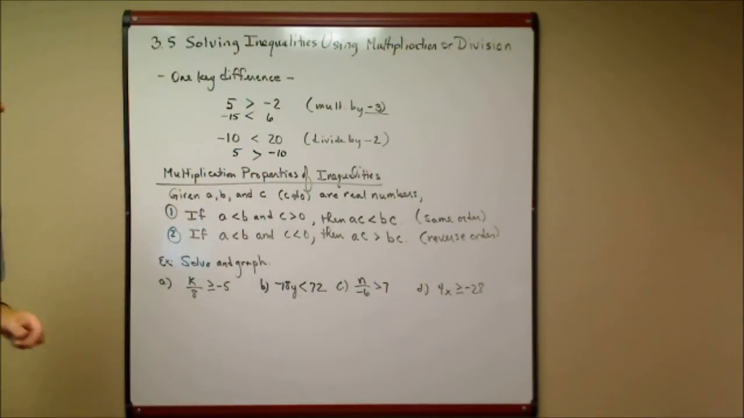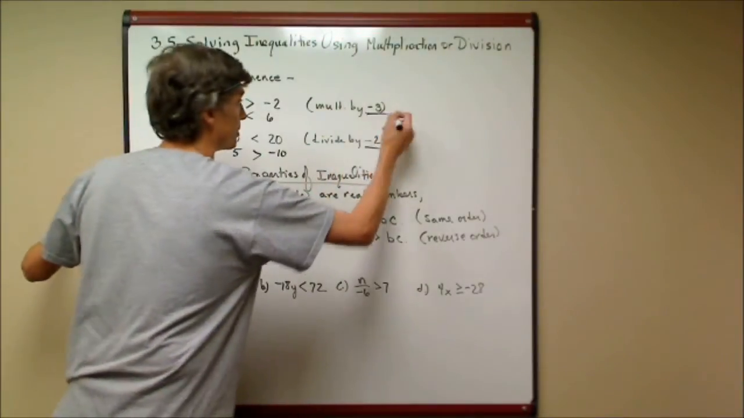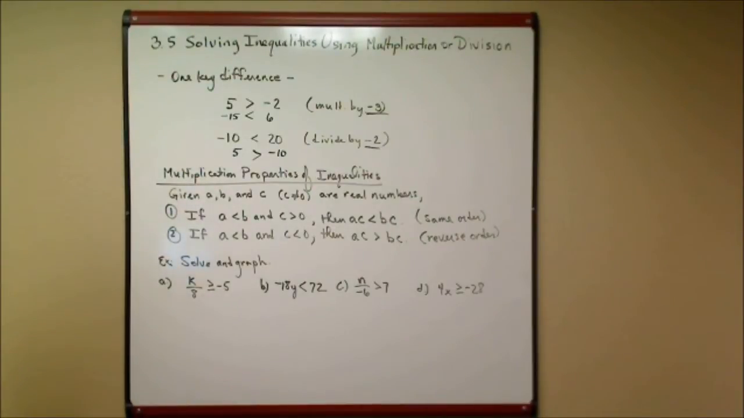Now, does that mean that anytime you multiply or divide, you have to reverse the order? You have to flip the sign around? No. It means only if you multiply both sides of an inequality or divide both sides of an inequality by a negative number. Notice that they are negative numbers. If you multiply by a positive or divide by a positive, you keep the same order. It doesn't change. Here's the property.